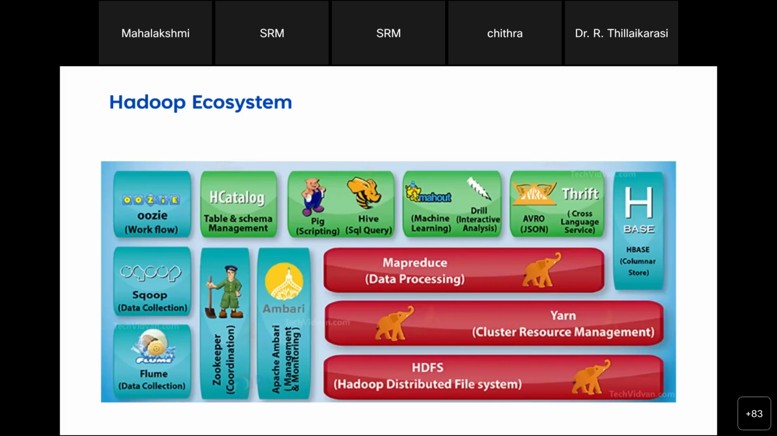Apache Ambari is used for monitoring whether the ecosystem is working efficiently or not. The monitoring purpose is taken care of by Apache Ambari.